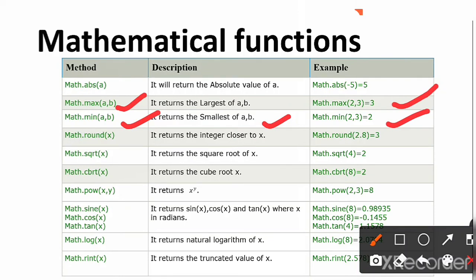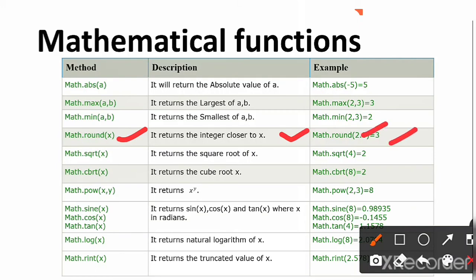is the smallest number. The next function is the round function, math.round of x. This function returns the integer closest to x. For example, if I write math.round of 2.8, the nearest integer to 2.8 is 3. Suppose the value that I pass to this function is 2.3, then the nearest integer to 2.3 is 2. So from 2.5 and above it is rounded off to the next integer, below 2.5 it is rounded off to the lower integer, that is 2.